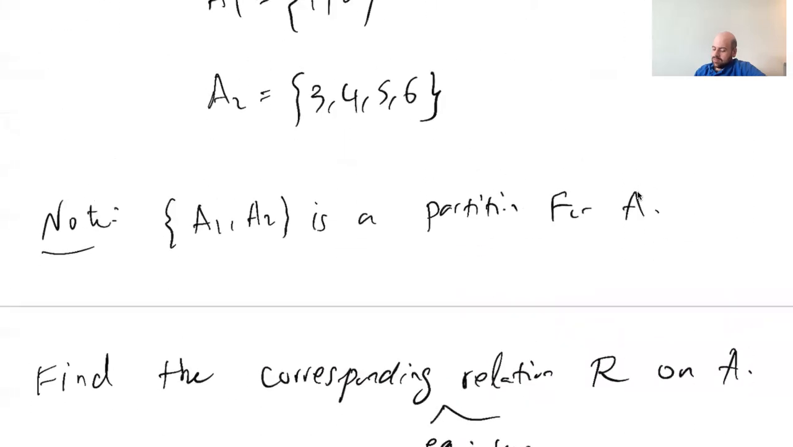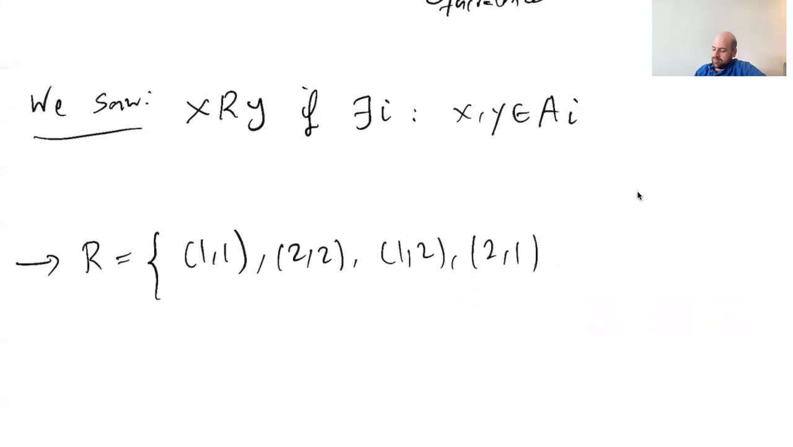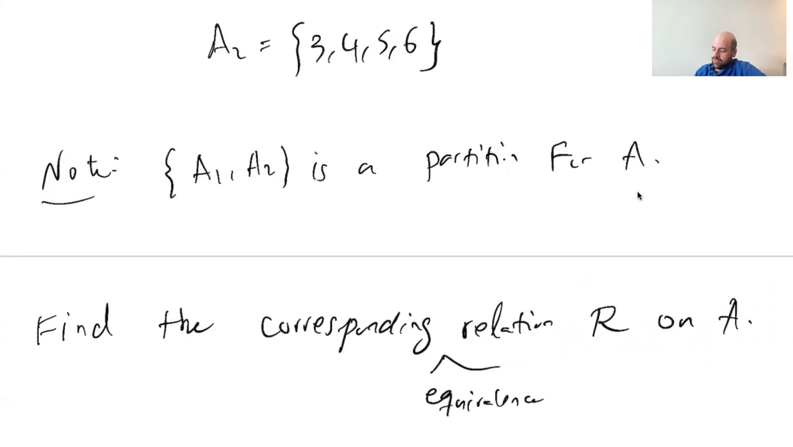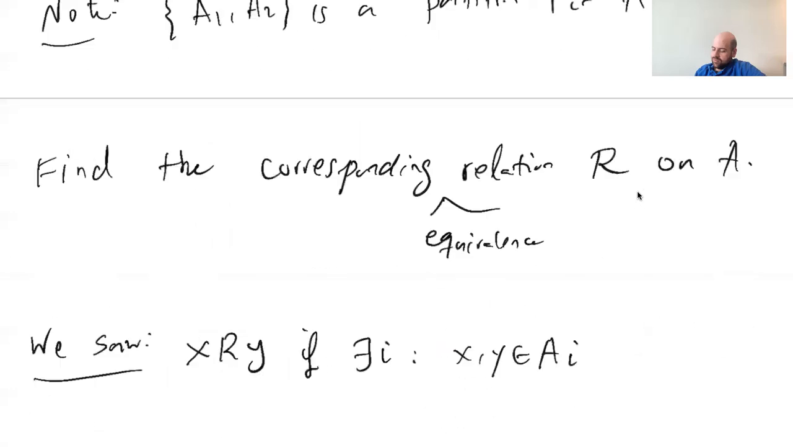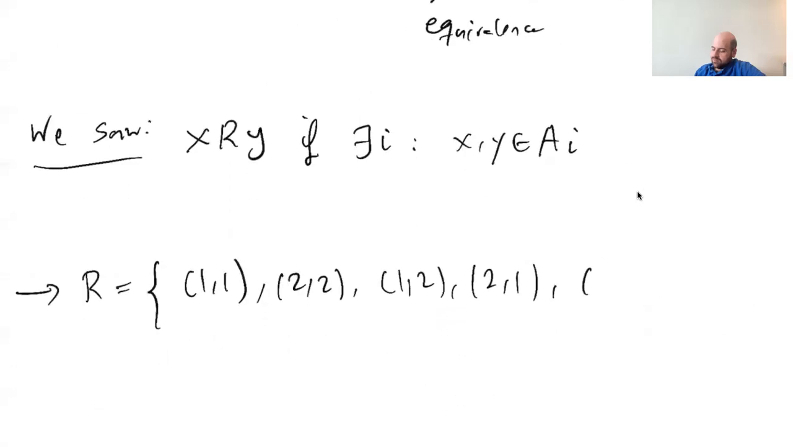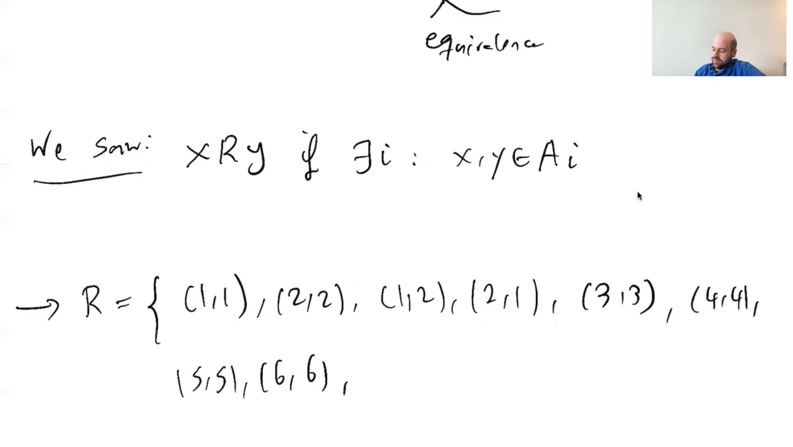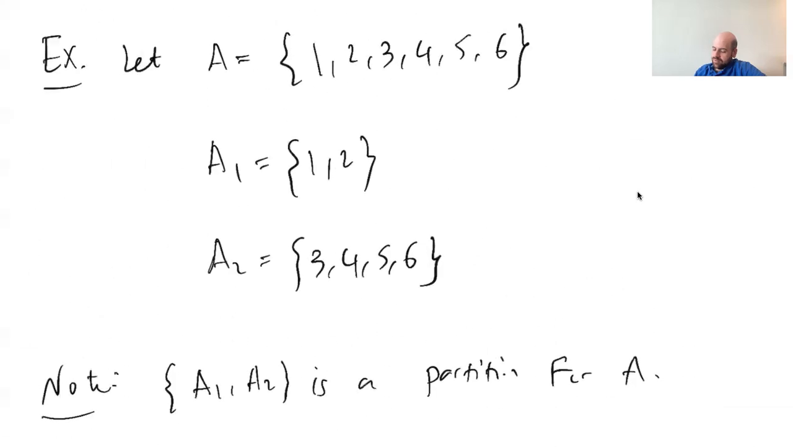And what else? So these are the elements corresponding to the elements in A1. And for A2, we have 3, 4, 5, and 6. So again, 3 and 3 must be in R, 4 and 4 must be in R, 5 and 5, 6 and 6. So these must be in R because 3, 4, 5, and 6 are in A2.